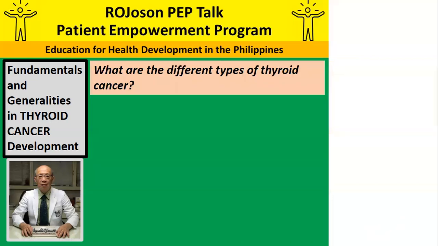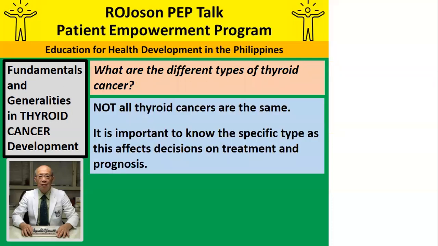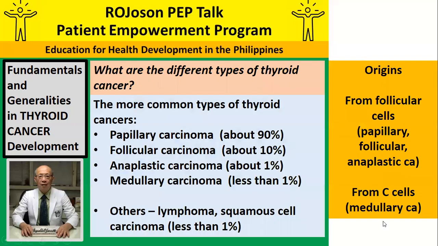What are the different types of thyroid cancer? Not all thyroid cancers are the same. It is important to know the specific type as this affects decisions on the treatment and prognosis. The more common types of thyroid cancers are papillary, about 90%, follicular carcinoma, about 10%, anaplastic carcinoma, about 1%, medullary carcinoma, less than 1% in the Philippines. Others, like lymphoma, squamous cell carcinoma, are very, very rare. So the origin of the thyroid cancers will be from the C cells for medullary cancer, and from the follicular cell for the papillary, follicular, and anaplastic carcinoma.